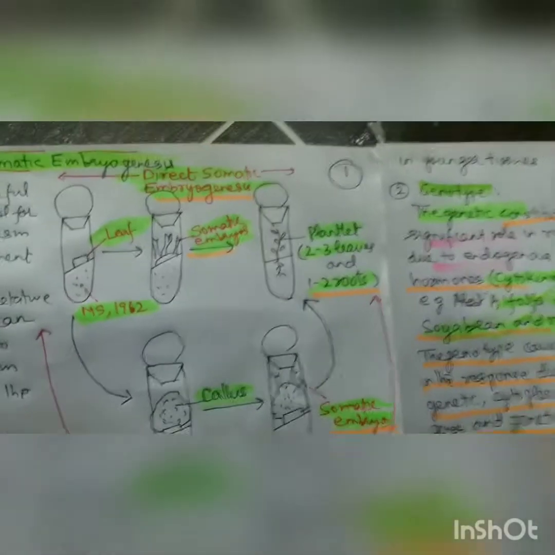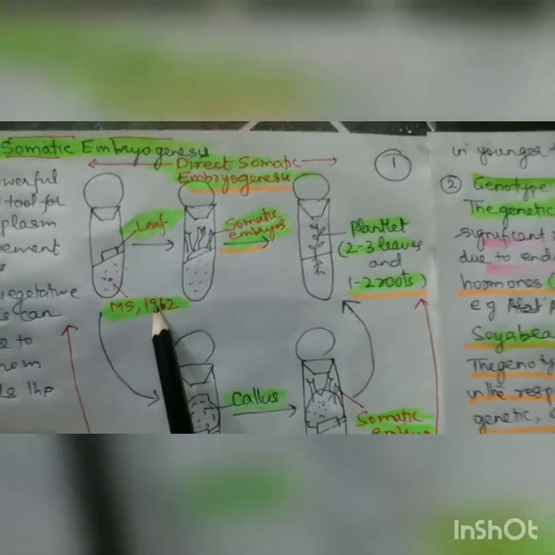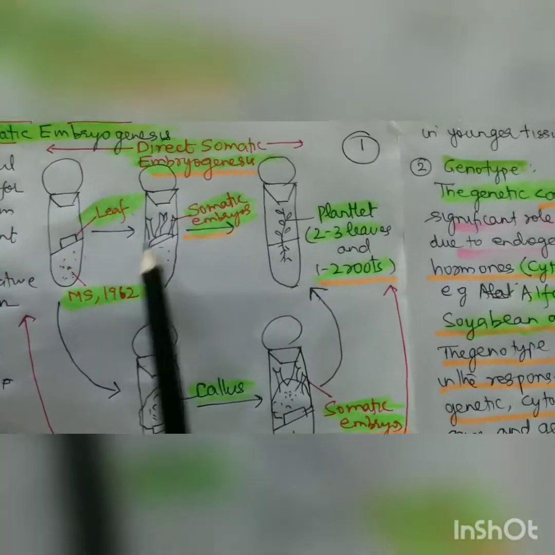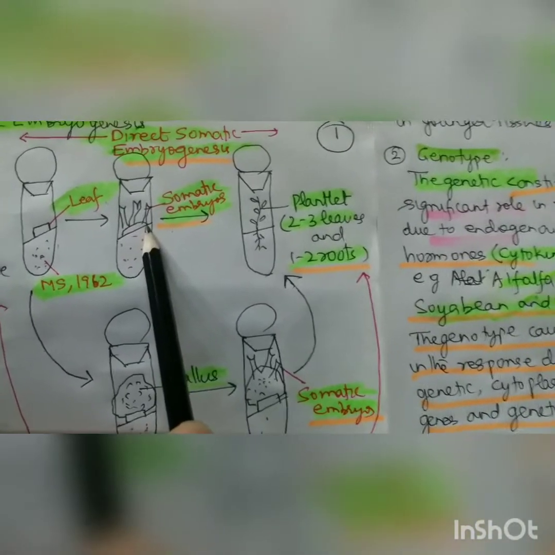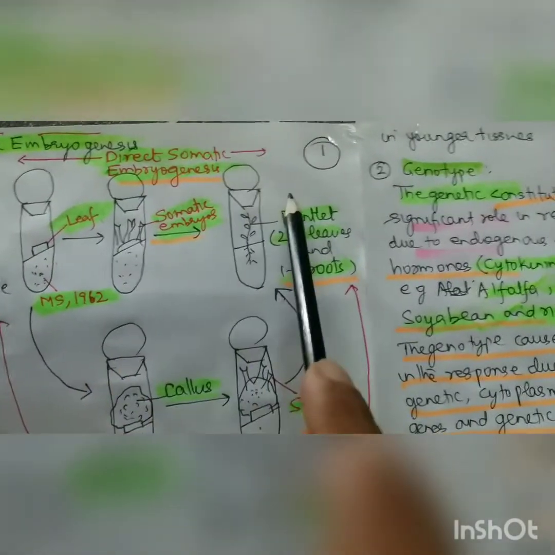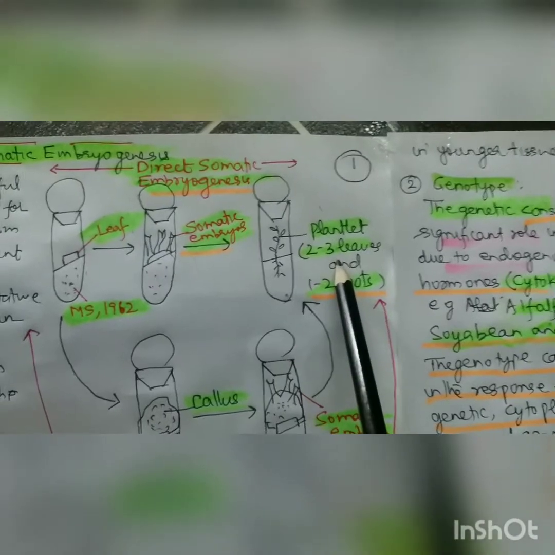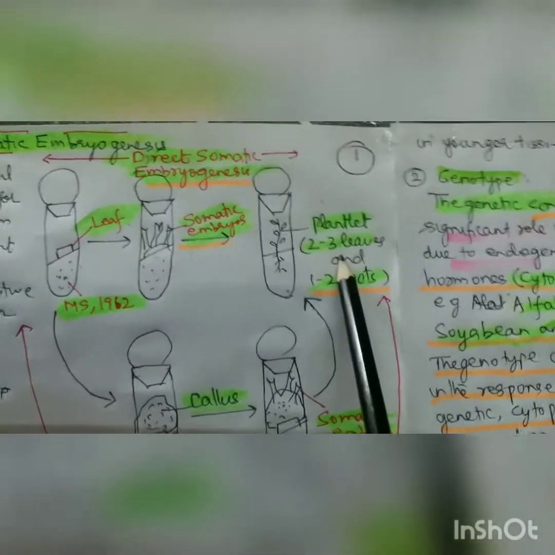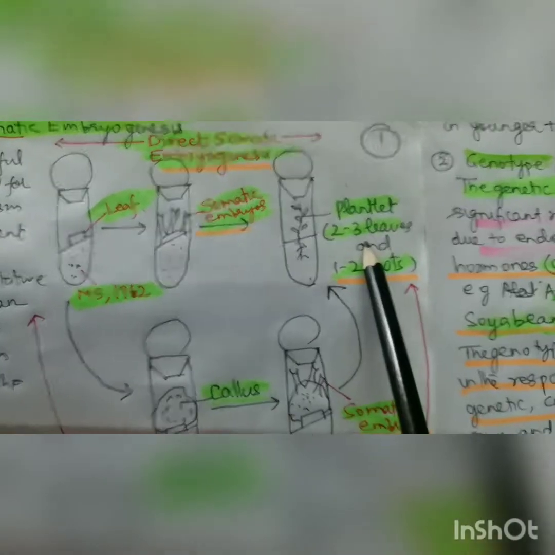So see, this is the direct type. We can put the explant as leaf in MS medium, as we did yesterday, and it gives rise to somatic embryos, that is PLBs, and then plantlets. This is called direct somatic embryogenesis, and there is no callus phase. And these plantlets are pure line, homozygous, and tested at the cytological level for stability.